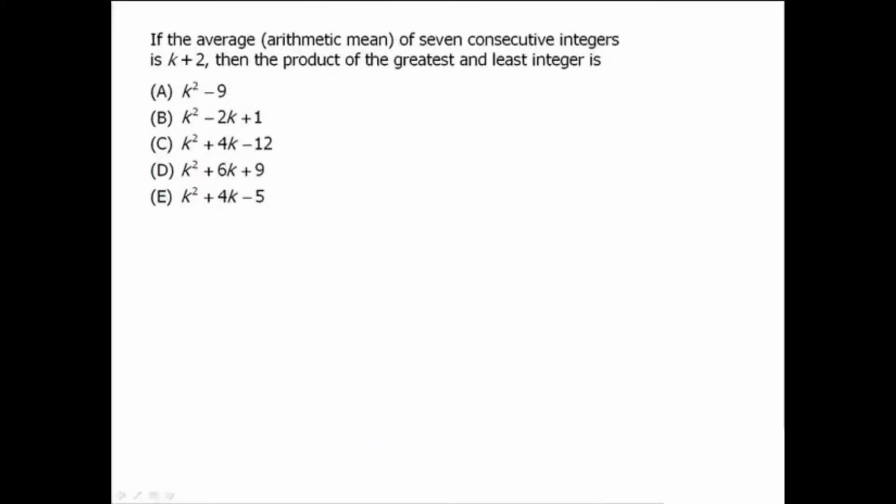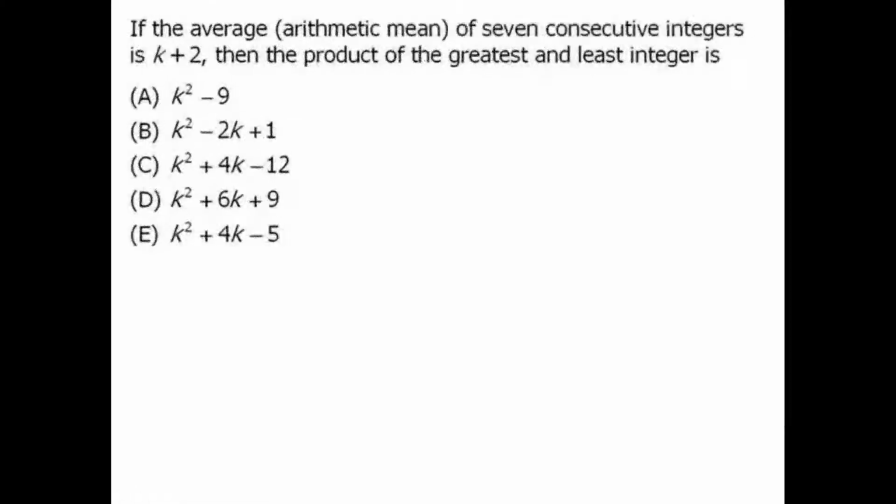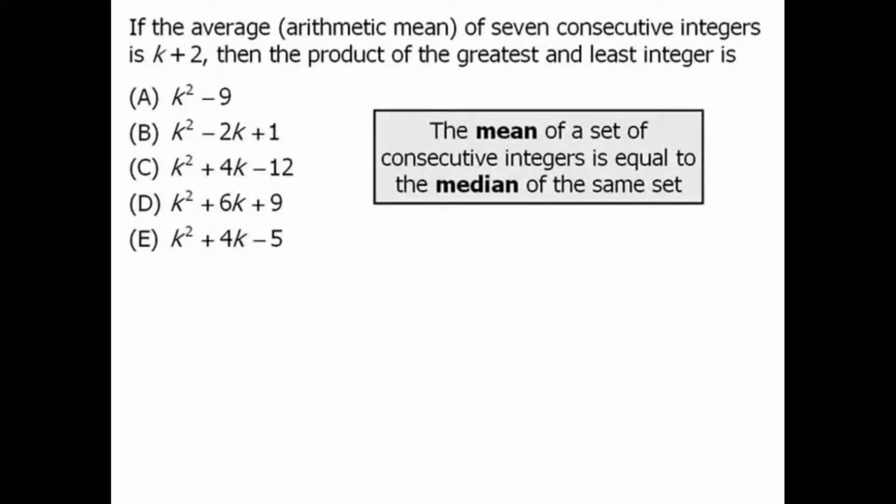This question can be answered quickly if you are familiar with the following rule. It says that if we have a set of consecutive integers, then the mean of that set will be equal to the median of the same set. So let's let these 7 blanks represent our integers written in ascending order. Then our middle term, our median, will equal k plus 2.